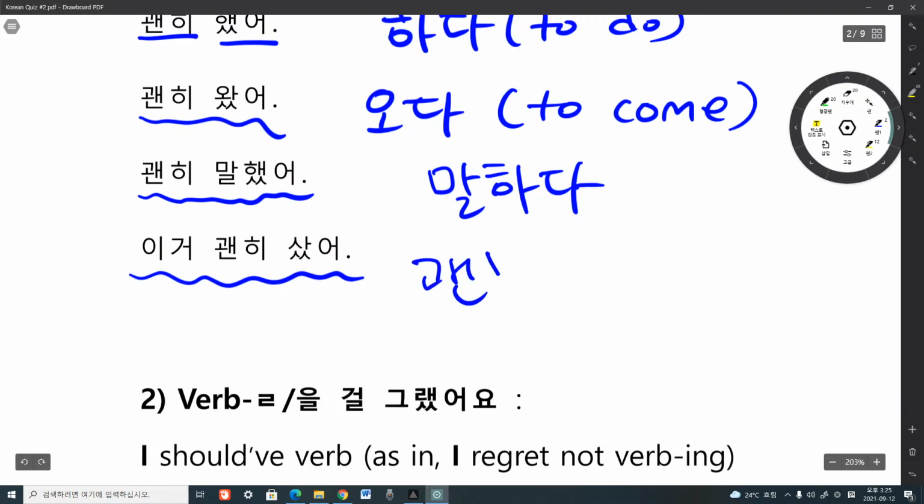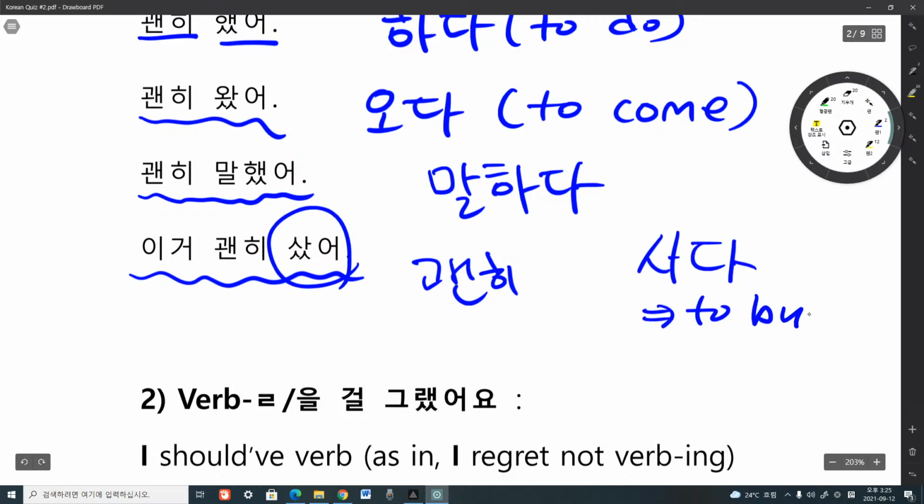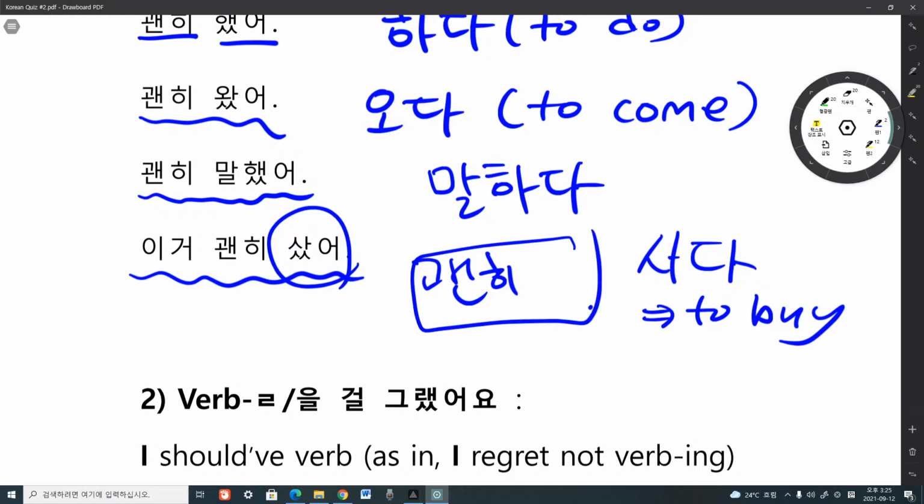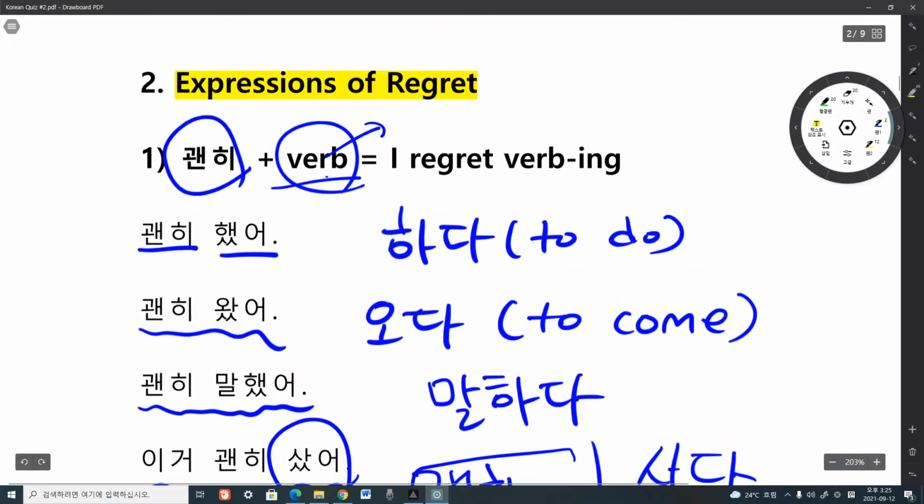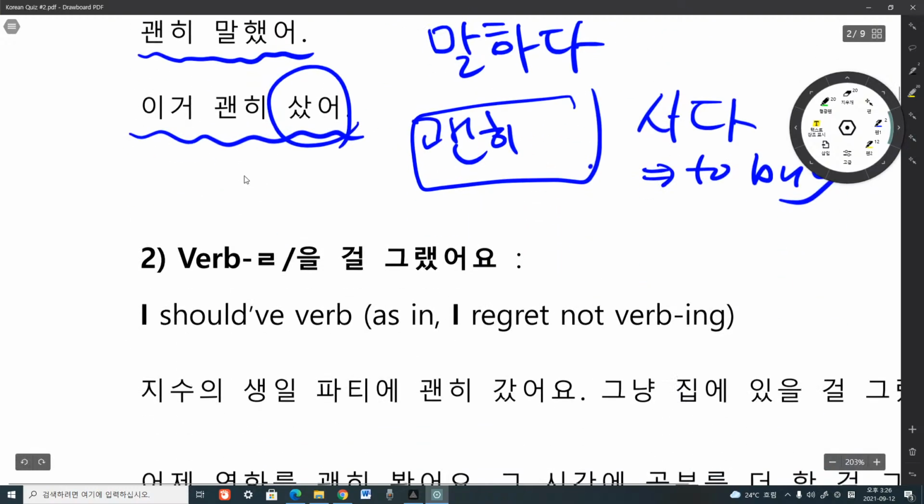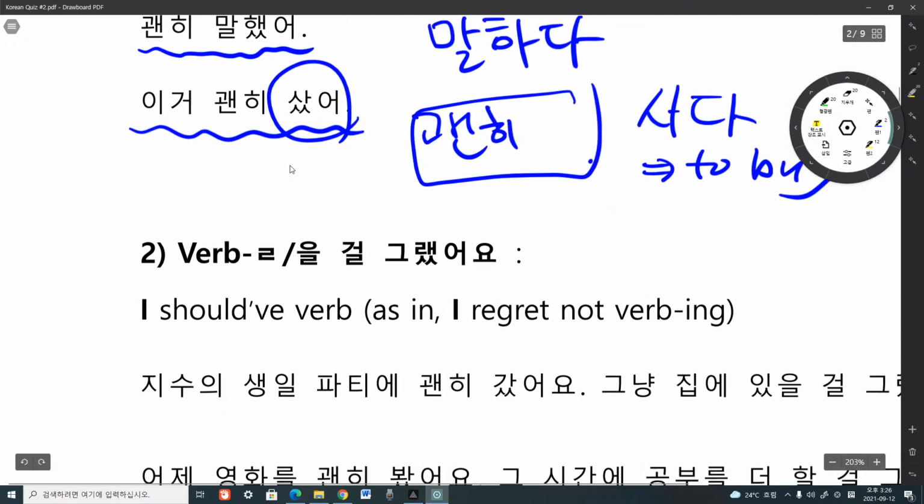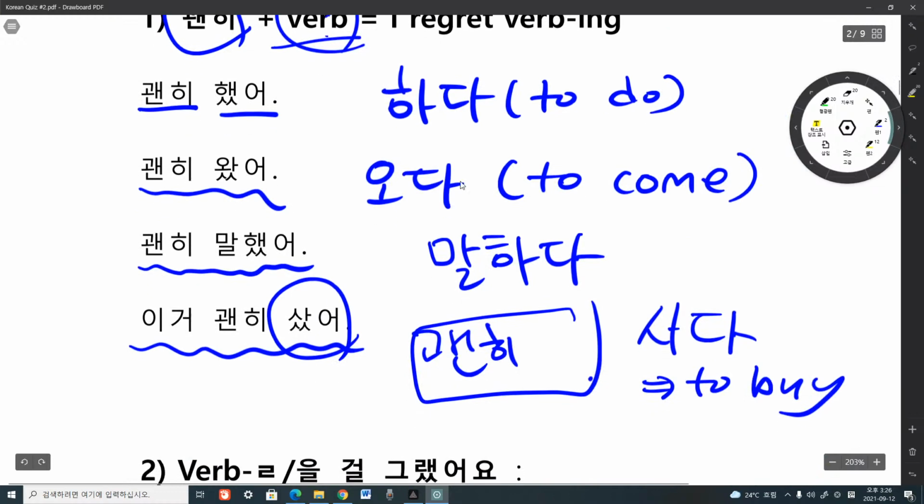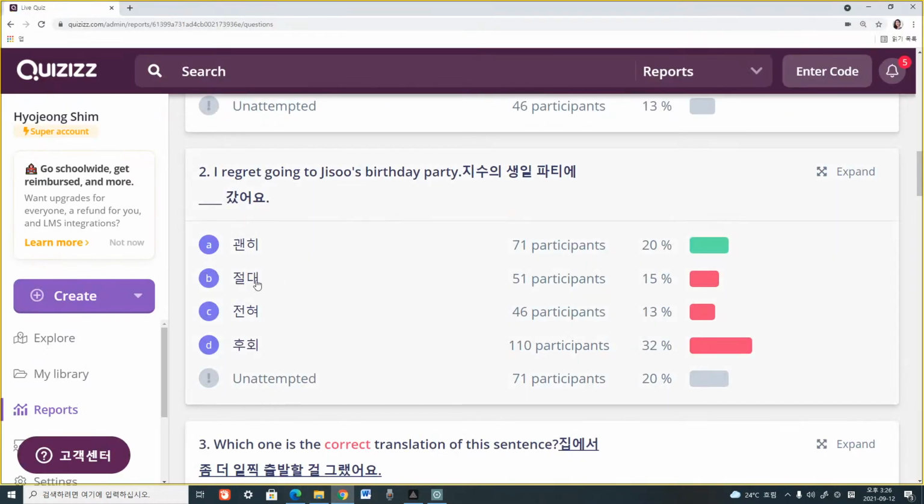괜히 샀어. I shouldn't have bought it, like I regret buying it, right? 샀어. 사다 means to buy. I shouldn't have bought this. 진짜 괜히 샀어. 돈 낭비야. It's a waste of money. 이거 괜히 샀어. So you can notice that 괜히 is used with a past verb, because it's used to express your regret of the action that you did in the past. 괜히 왔어. 괜히 말했어. 그 다음에 and the second, so that's why the answer is 괜히.